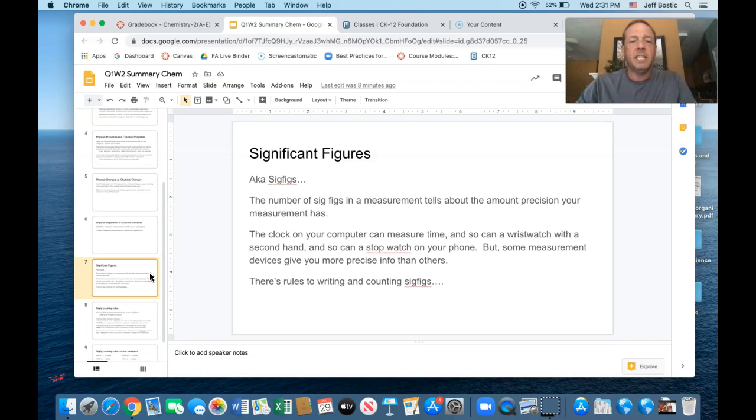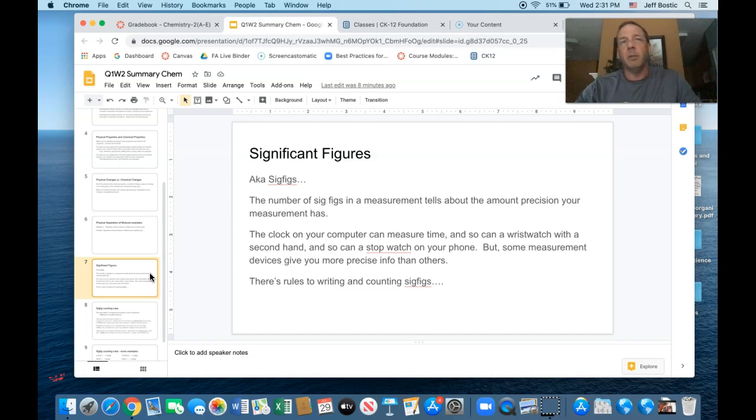Last thing that we talked about in one of my two classes, hopefully my first class is viewing this, is talking about something called significant figures. We call them sig figs. Sig figs always have to do with measurements, because measurements use tools to come up with that measurement, whether it's a scale or a tape measure or a meter stick or a volumetric flask.